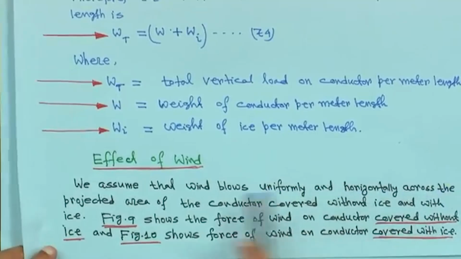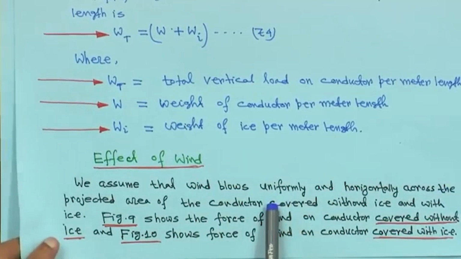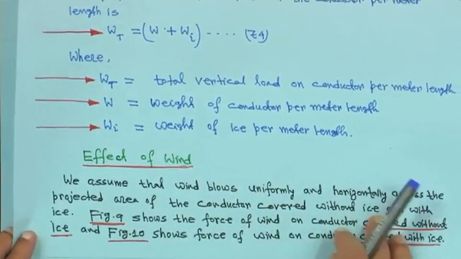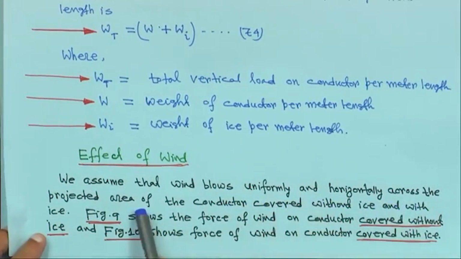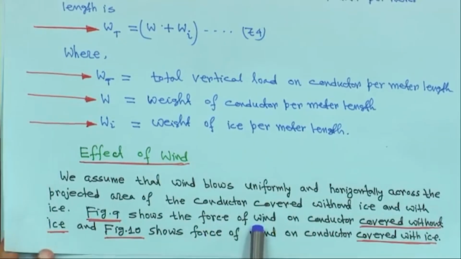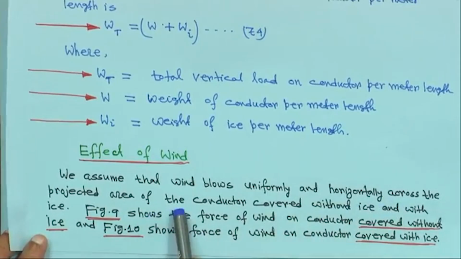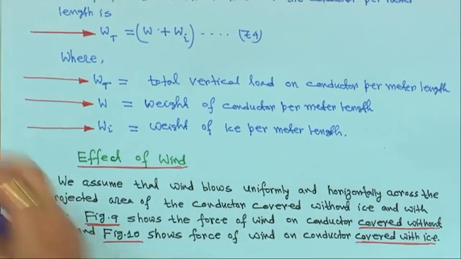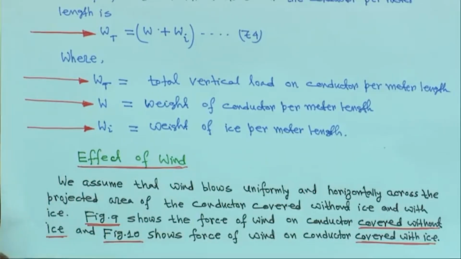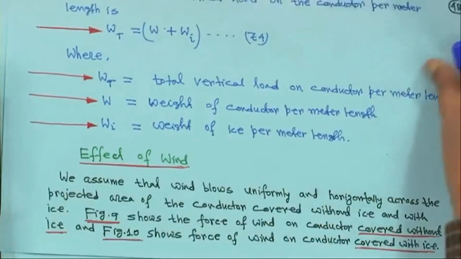Next one is the effect of the wind, because wind pressure is also significant. Therefore, we assume that wind blows uniformly and horizontally across the projected area of the conductor. This is an assumption. We consider the conductor covered without ice and with ice. Two things we have to do. So, figure 9 shows the force of wind on conductor covered without ice, and figure 10 shows the wind and conductor covered with ice.